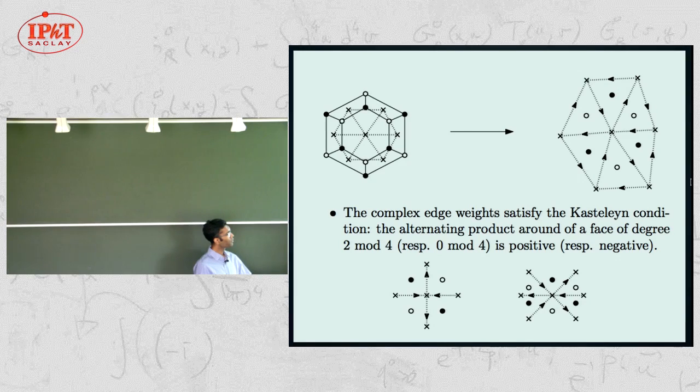Now if you have a face of degree 6, like here, you again have that the orientations alternate, and if you want to take the alternating product of all these complex edge weights, and you have them all pointing out of the center, then you know that it is negative. But with this orientation, you need to revert the orientation of 3 vectors. So the condition is that this alternating product of complex numbers should be positive. And in general, if you have a face of degree 2 modulo 4, then the alternating product should be positive.